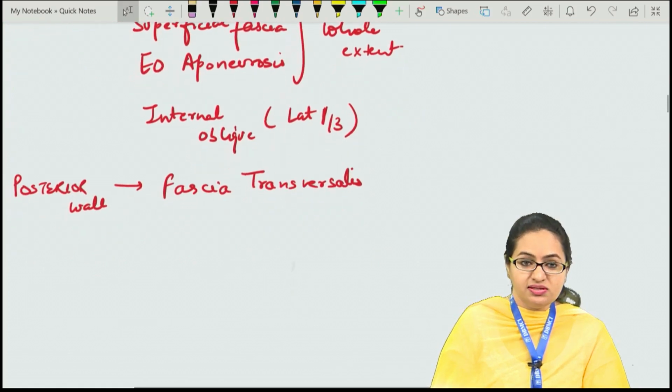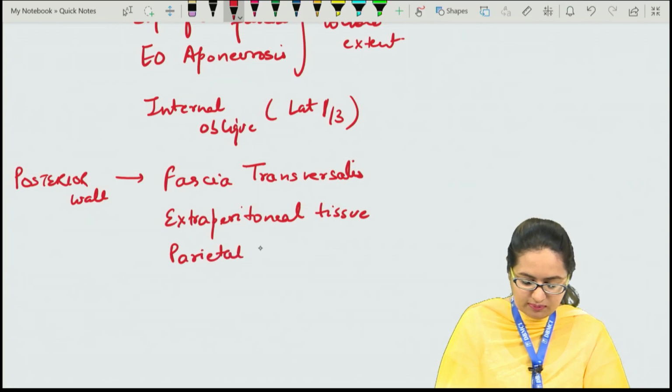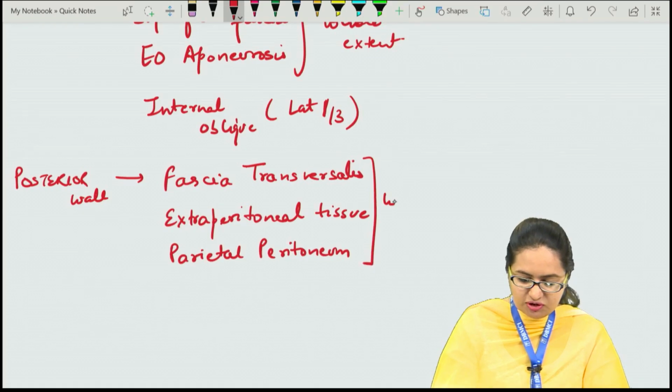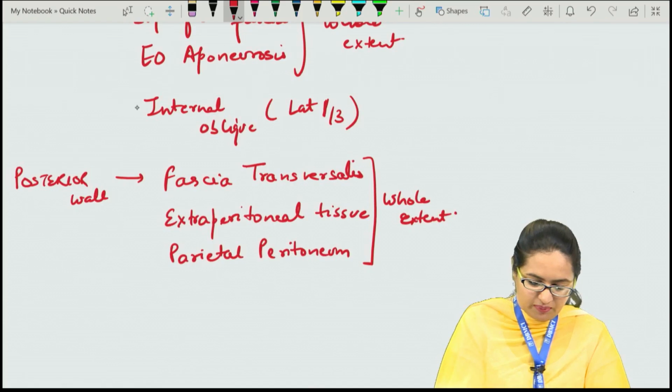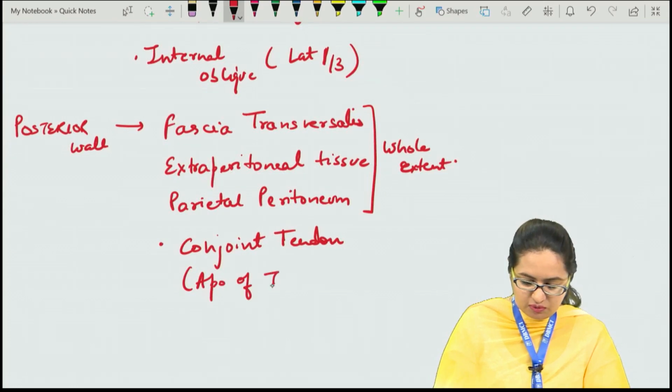The fascia transversalis is contributing into the whole extent. Along with that, the extraperitoneal fatty tissue is there, and the parietal peritoneum. These structures contribute into the whole extent of the posterior wall. And apart from this, we have the conjoint tendon. The conjoint tendon is formed by the aponeurosis of the internal oblique and the transversus abdominis.